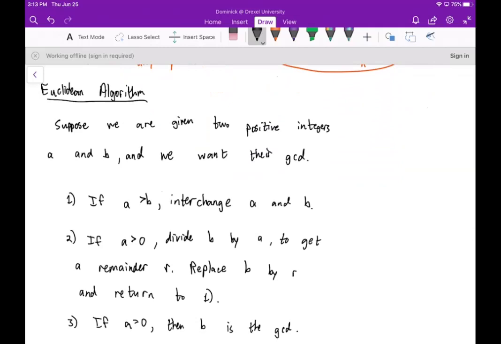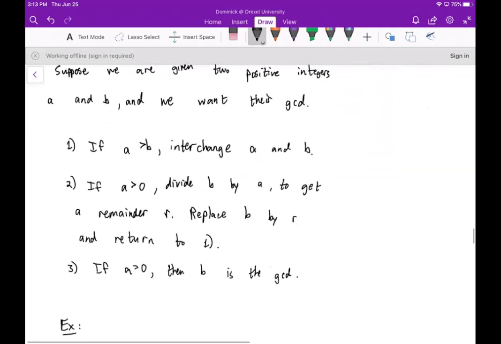Suppose we are given two positive integers a and b, and we want to find their GCD. Now, if a is greater than b, we're first going to interchange a and b, because we know that the GCD of a, b is the same as the GCD of b, a. So we're going to switch them.